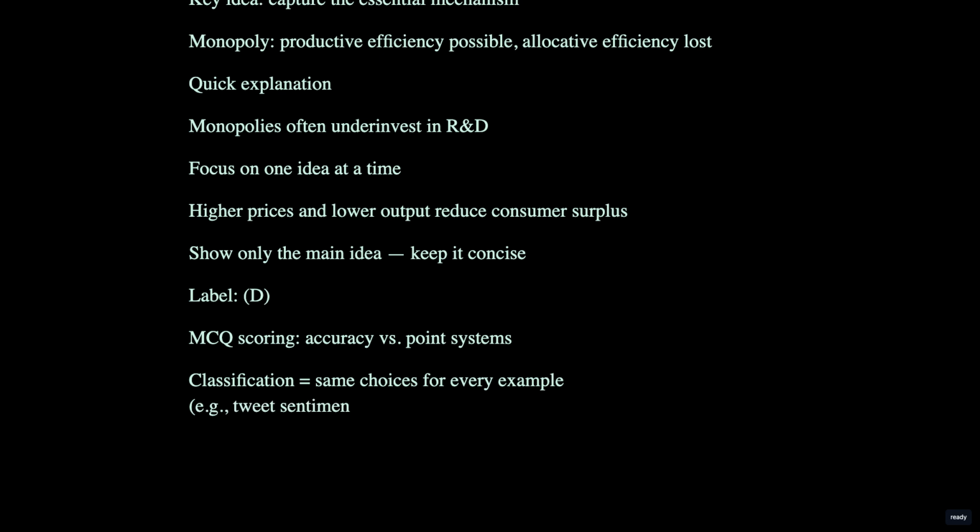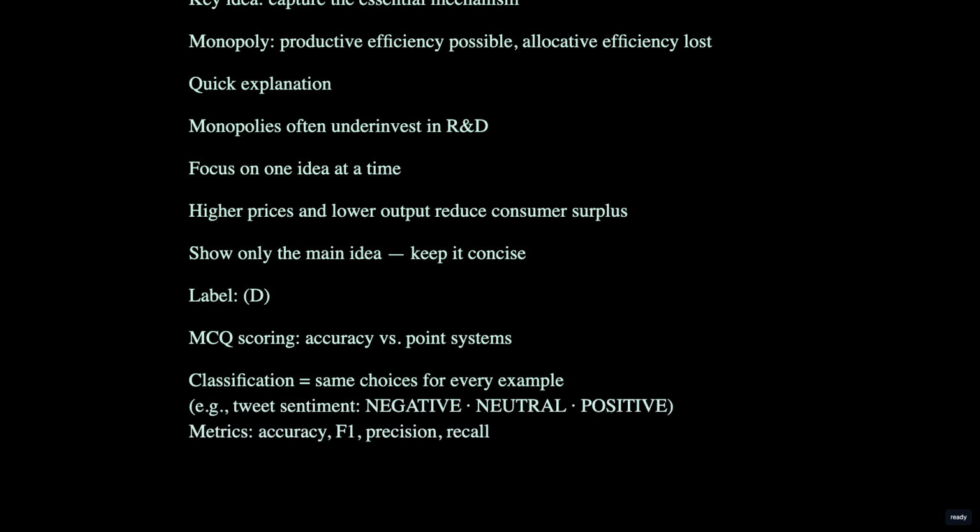Classification is just a multiple choice setup where every example uses the same set of labels. For tweets, that's typically negative, neutral, or positive. Beyond accuracy, we often report precision, recall, and the F1 score. F1 is particularly useful because it balances precision and recall when classes are imbalanced.